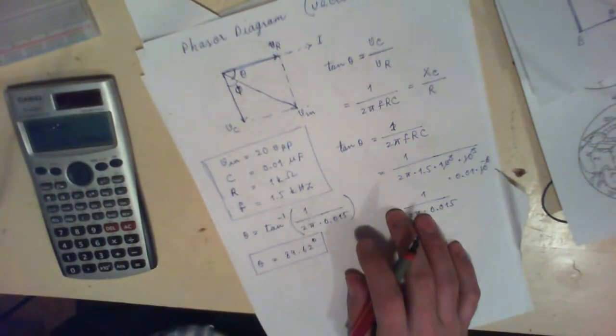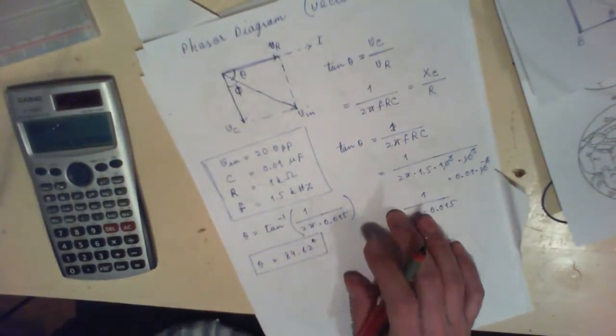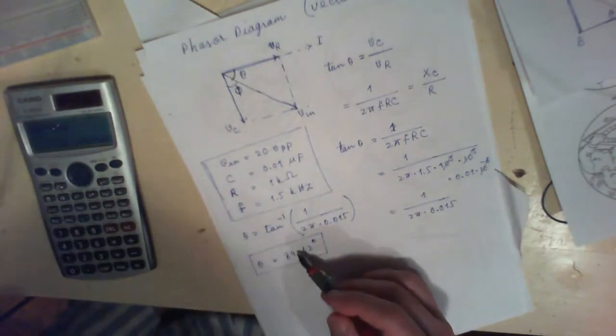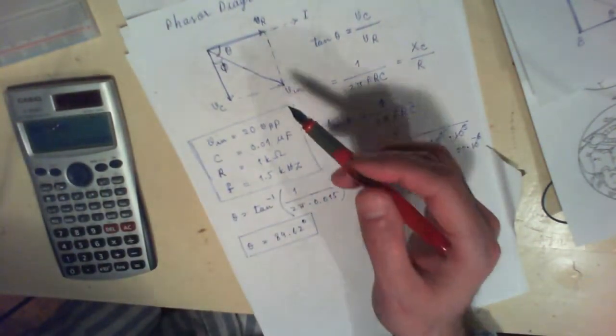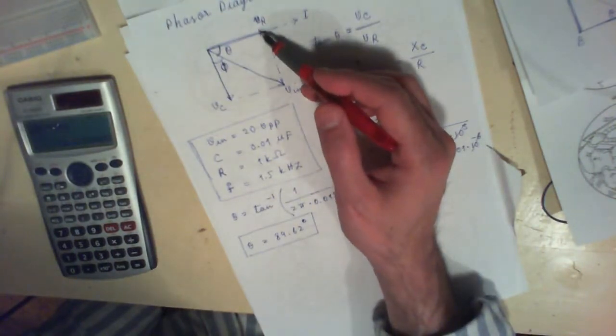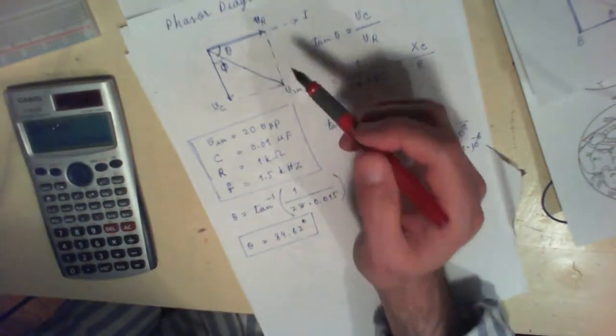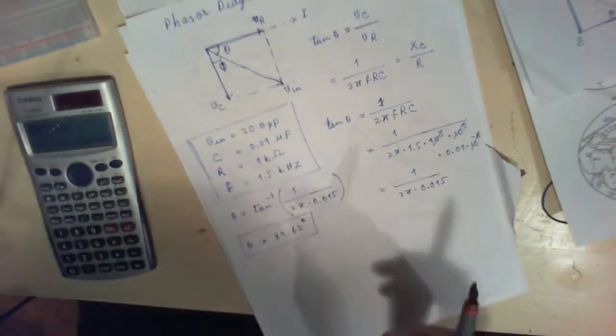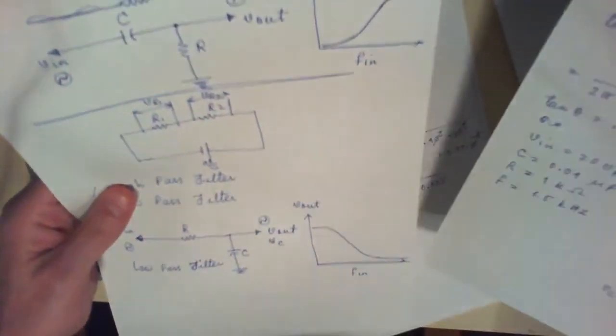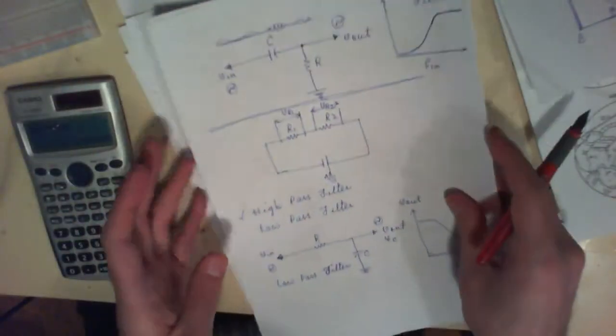What do you call this thing? The phase angle. That is the phase angle by which V of R is leading V of in. And now we are going to see what's going to happen to the circuit, and this is the circuit that we want to build.